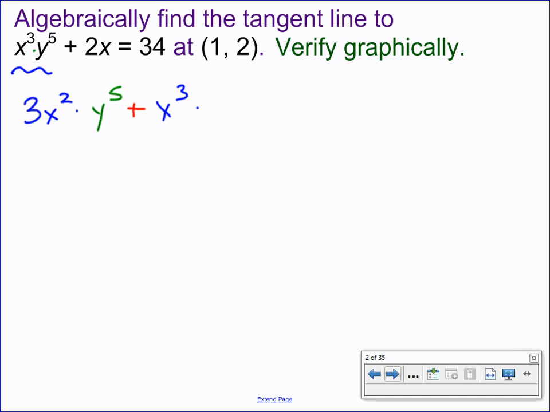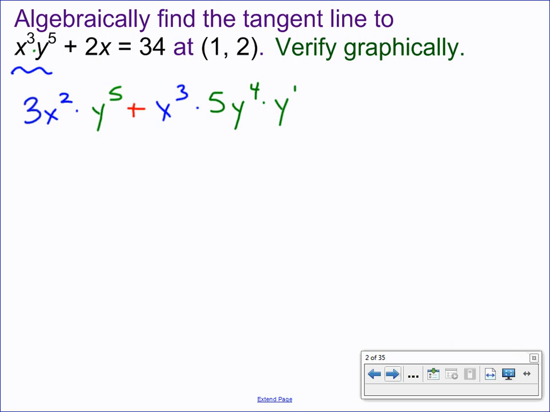The derivative of that y to the 5th with respect to x is the exponent times the base raised to one less, and then times the derivative of the base. What's the derivative of y with respect to x? That's my dy dx or my y prime. So every time we differentiate a y term with respect to x, it'll spit out a y prime.